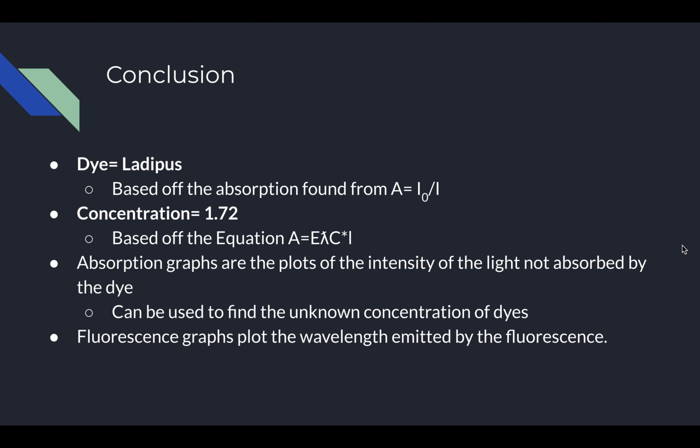In conclusion, we said that our dye was Lapidus dye based off of the absorption found from absorption equals log of I naught over I, and the concentration was 1.72 molar based off the equation absorption equals epsilon lambda times C times L. The absorption graphs are the plots of the intensity of the light not absorbed by the dye, and can be used to find unknown concentrations of dyes, and fluorescent graphs are the plots of wavelengths emitted by the fluorescence, which makes them different from absorption graphs.